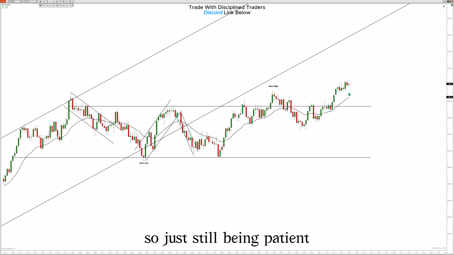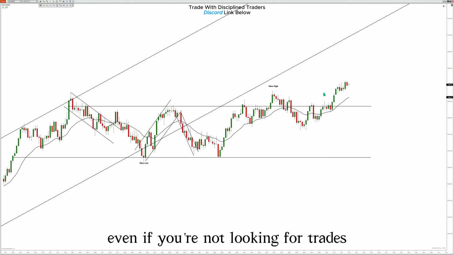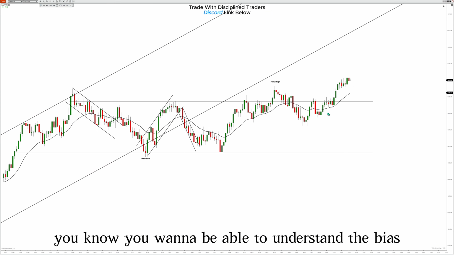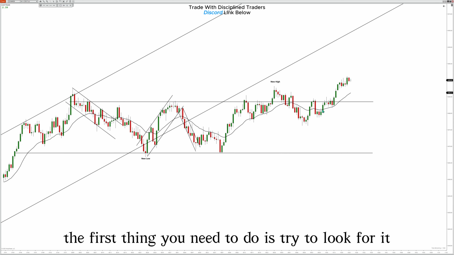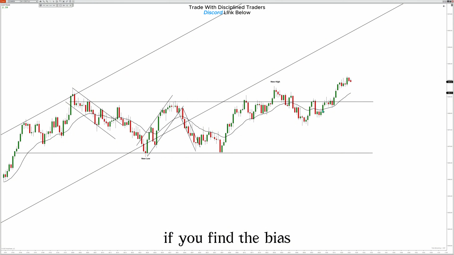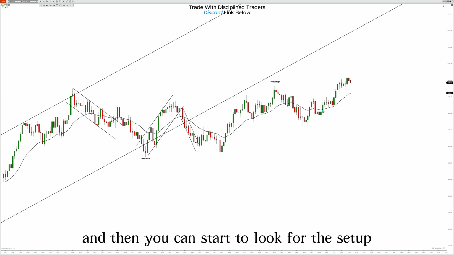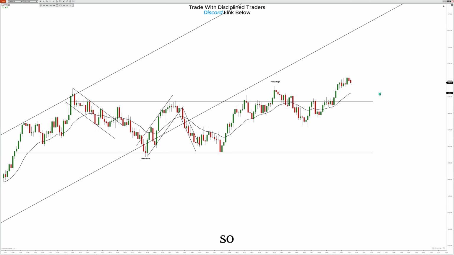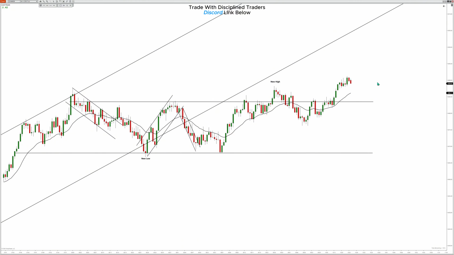So just still being patient. It's just good to recognize these things while you're trading, even if you're not looking for trades. You know, you want to be able to understand the bias. So when you don't understand the bias, the first thing you need to do is try to look for it, right? Because if you find the bias, then you know what direction to look for trades, and then you can start to look for the setup confirming that bias, right? So it definitely feels bullish here, but it's too early.